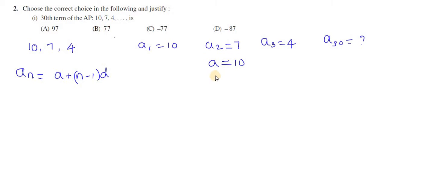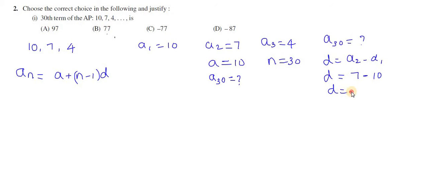And what we need to find? A30 is what we need to find. Also we know that n is equal to 30, because we need to find the 30th term. And the difference d is equal to A2 minus A1. What is A2? A2 is 7, minus 10. So d is equal to minus 3.